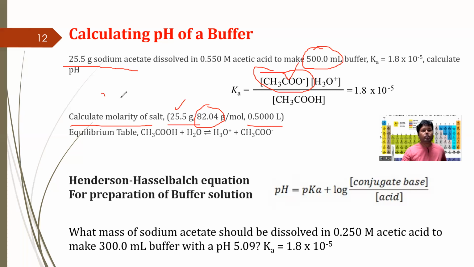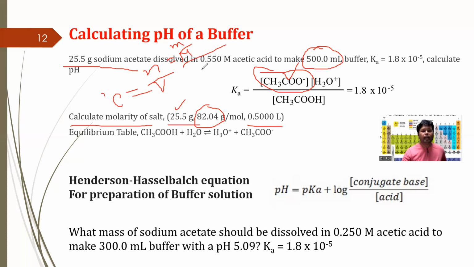We know the concentration formula is this way: number of moles divided by volume in liters. The number of moles equals a small m divided by capital M, where small m is the mass of the substance and capital M is the molecular weight.